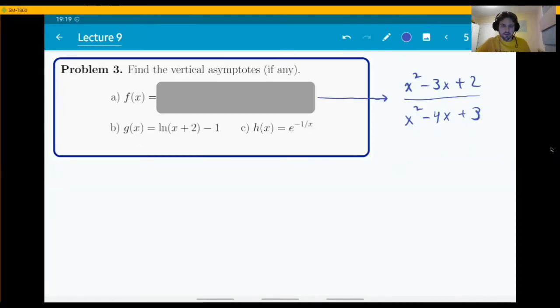Okay, so here we have a problem about vertical asymptotes. I realized I had a typo in my f of x function, so I covered it in here and included a new definition here. Let's get right into it.